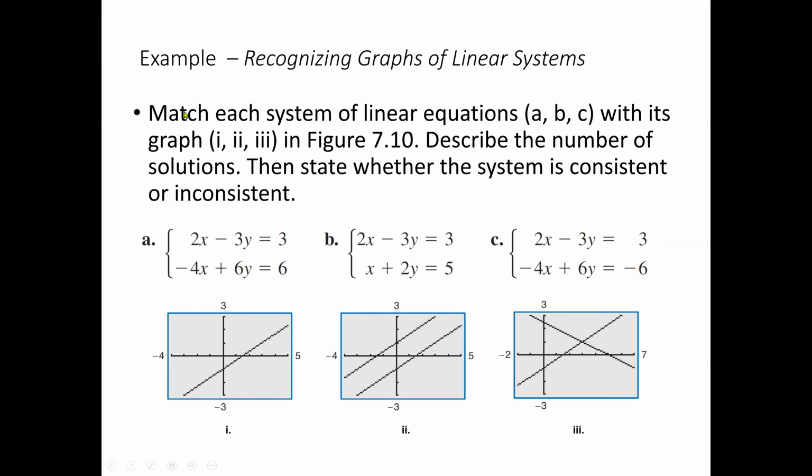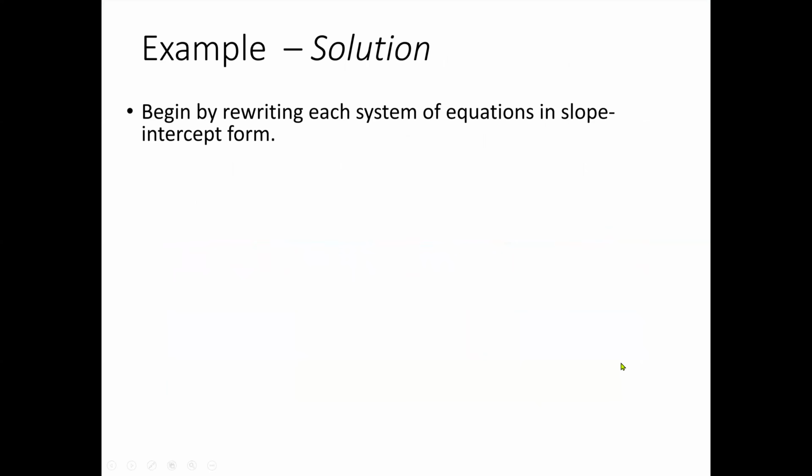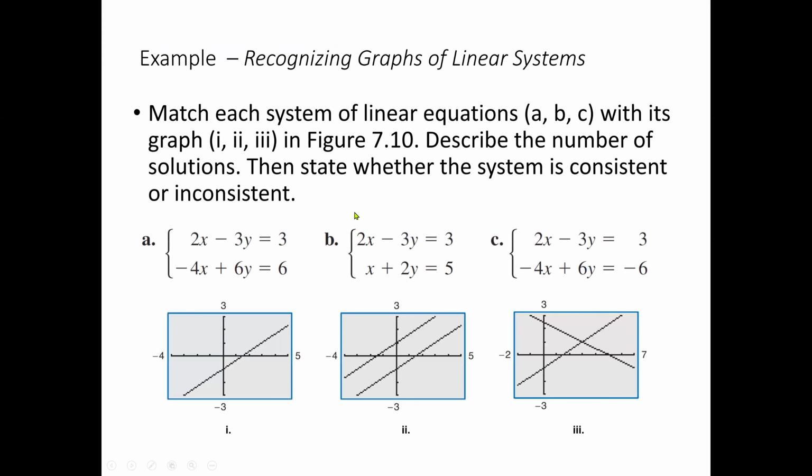So here they say we should match each system of linear equations A, B, C with its graph 1, 2, and 3. Begin by writing each system of equations in slope-intercept form. As we said earlier, if the slopes are the same, then the lines are parallel. If the slopes are different, then we get an intersection. So if they are different, then we have a unique intersection.